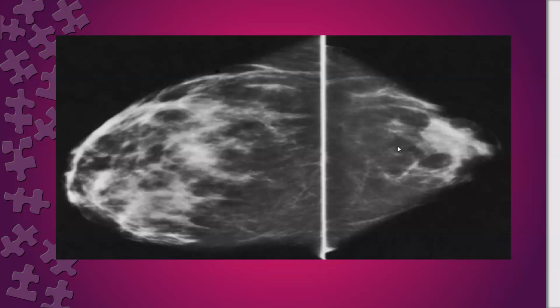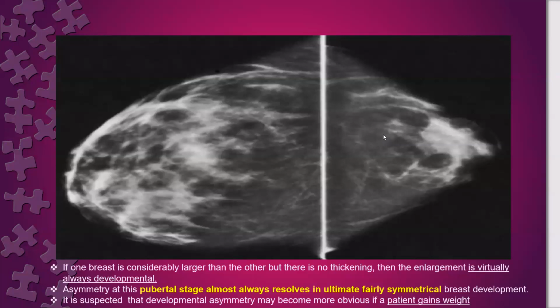No. Excellent. Yes, this is the important thing. Since there is nothing, you see, it can be just developmental asymmetry, which is more common. In this case, it was virtually always developmental if there is nothing associated with the asymmetry.